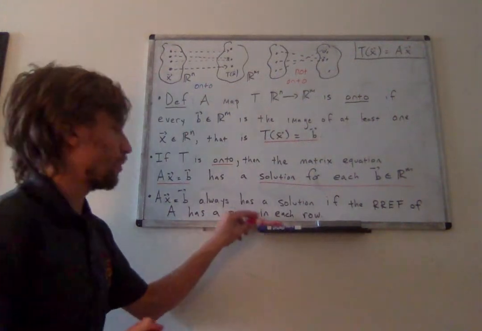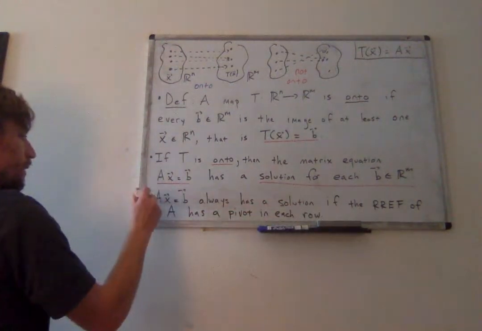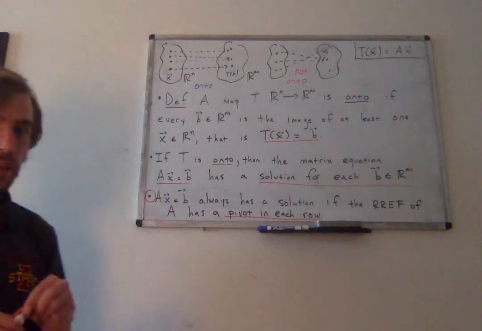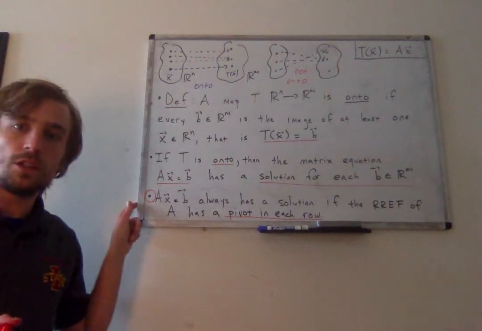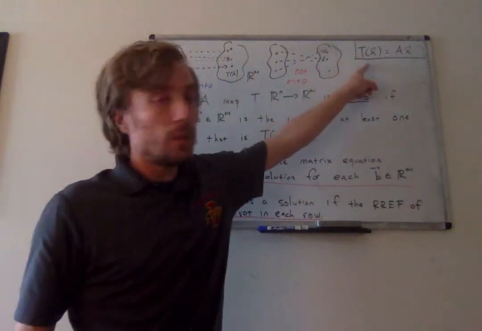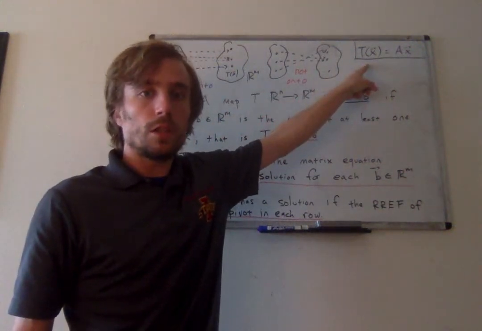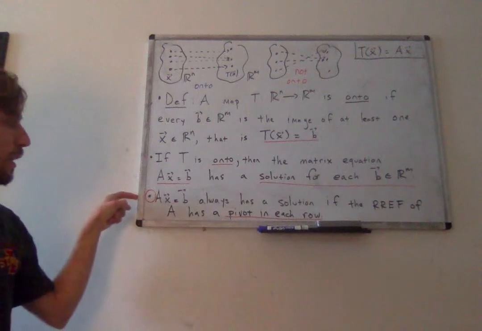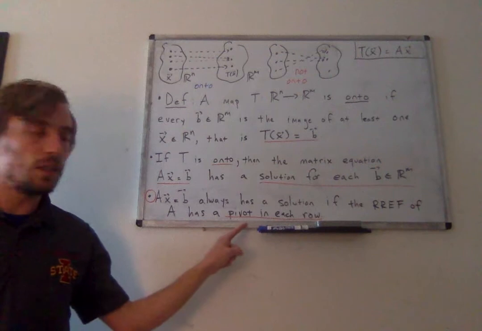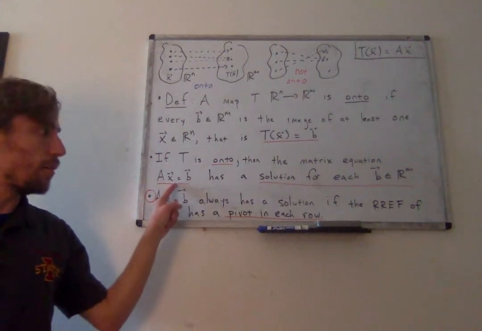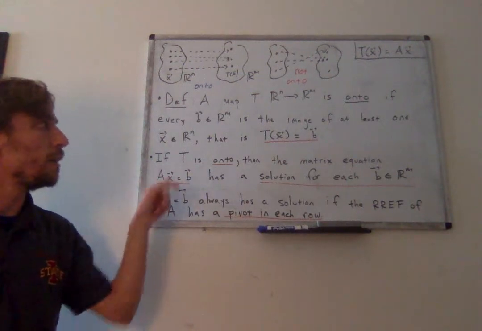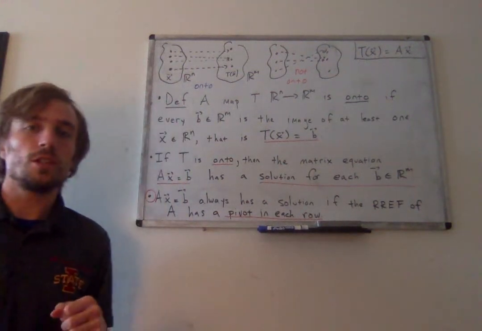So I'll circle this bullet point here because this is very important. This fact right here tells us how we can determine if a linear transformation is onto, because every linear transformation has an associated matrix. If that associated matrix can be row reduced and has a pivot in each row, well, then the matrix equation has a solution for each b, and that means that the transformation is onto.